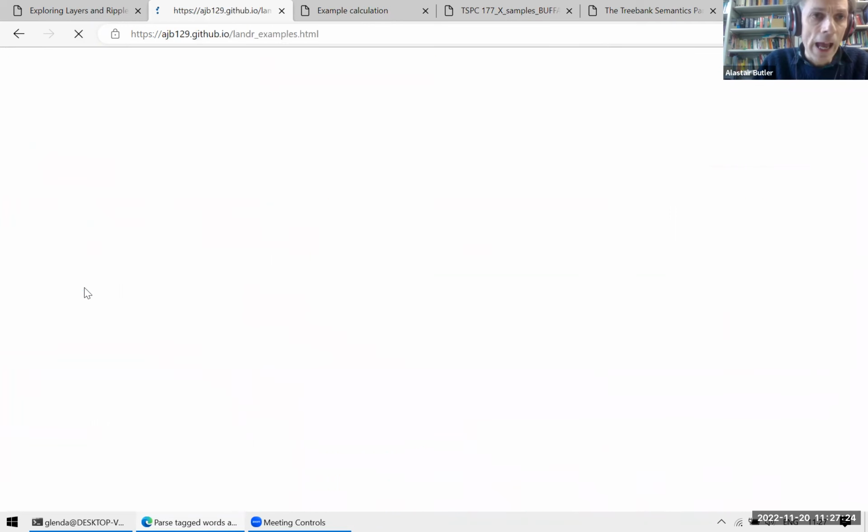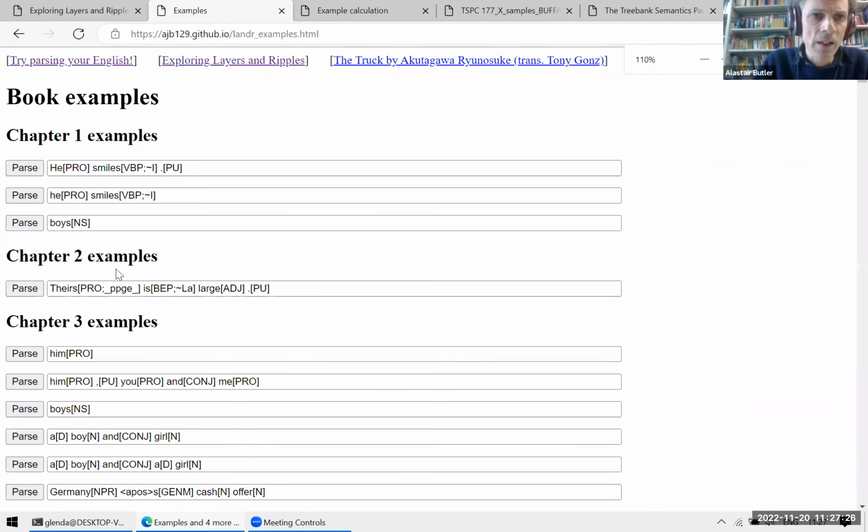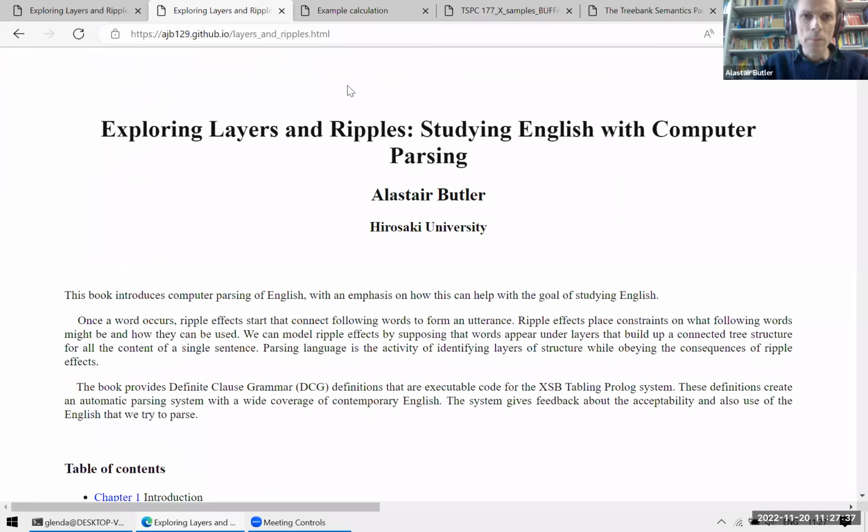That brings me to the fact that I have documented this parser. In fact, I've written a book about it. It's linked, if you go to my website, you'll see links to it.